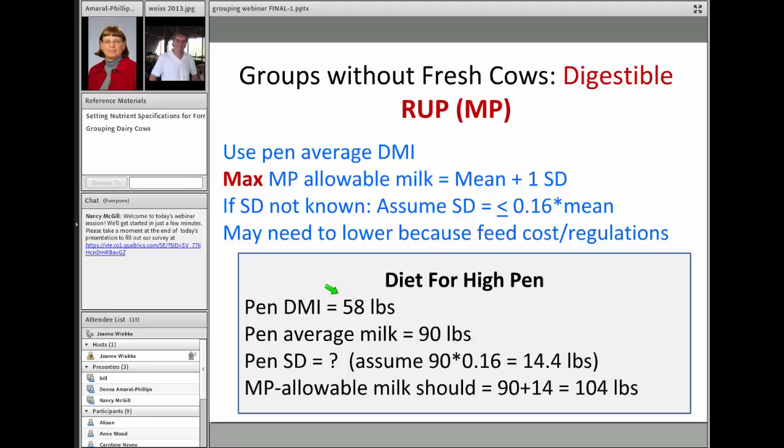So in this example, they're eating 58 pounds. They're producing on average 90 pounds. And I don't know the standard deviation for this example. So I'm going to use 90 times 0.16. My estimated standard deviation is 14 pounds. So my MP allowable milk is the mean, 90, plus the standard deviation, 14. I want my MP allowable milk to be 104 pounds at a 58 pound intake.